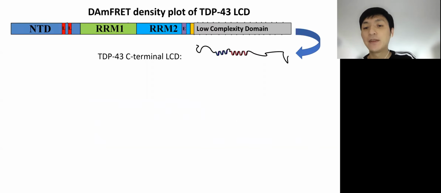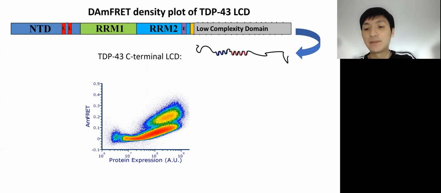For the sake of time, I only included the data for the C-terminal domain of the TDP-43, which is a key player for its aggregation. The C-terminal LCD contains a small hydrophobic region that forms an alpha helix. Here is a density plot showing the distribution of the cells expressing TDP-43. Each tiny dot represents a cell. The y-axis is ratiometric FRET, showing the extent of protein assembly, and the x-axis indicates protein concentration.